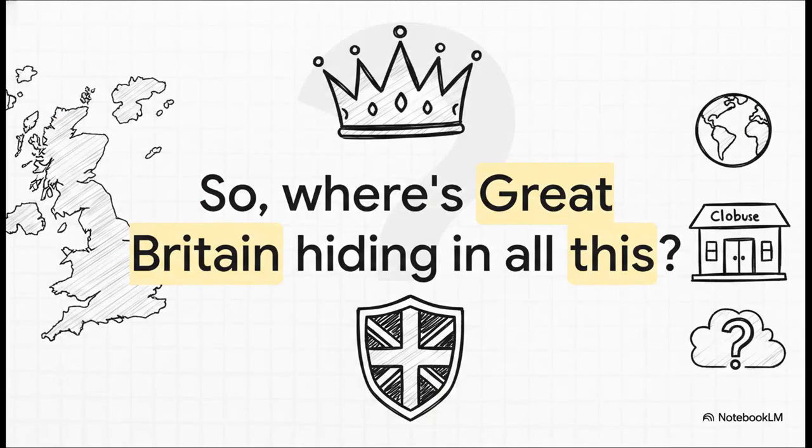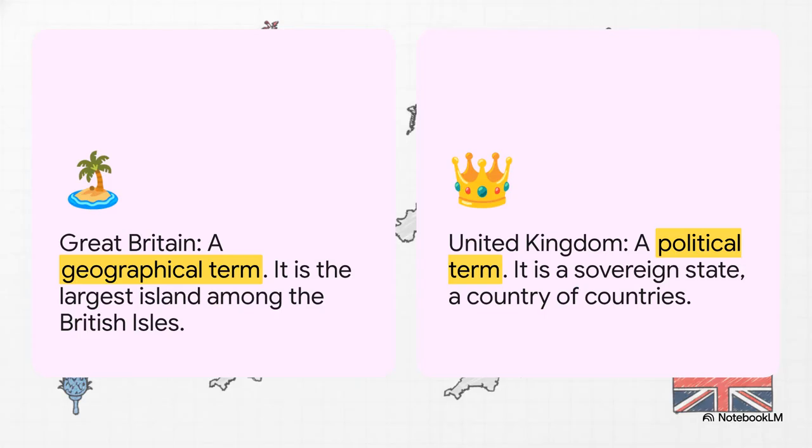We just heard its name in the UK's official title, so what exactly is Great Britain? Is it a country? Is it some kind of special club? What's the deal? And here is the absolute key. Great Britain is a geographical term. It's an island. It's a piece of land you can point to on a map. The United Kingdom, on the other hand, is a political term. It's a country, a sovereign state. They are 2 totally different kinds of things, and you can't just swap them.